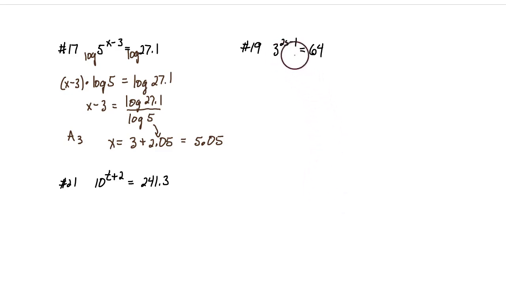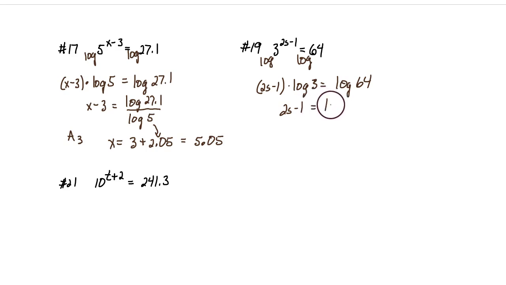Number 19, we have an equation where the variable is in the exponent. Let's take the log of both sides. On the left side, we have the 2s minus 1 times the log of 3. And on the right side, the log of 64. Now use division to get the 2s minus 1 alone. Next, you would have to add the 1.